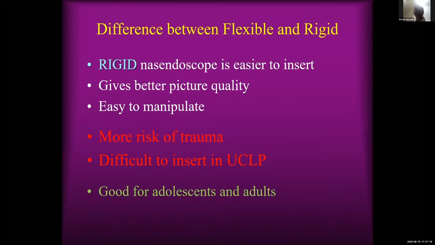And it is difficult to insert when there is a septal deviation, especially in UCLPs, when there is a significant septal deviation, then it is difficult to insert. But in adolescents and adults, whatever kind of patients you have, we should be able to insert the rigid endoscope. If I am not able to insert through the cleft side of the cavity, I will use the opposite side, the non-cleft side of the nose, and then I will insert the endoscope. However, if I am not able to insert either way, I will use the flexible endoscope and then perform the endoscopy.